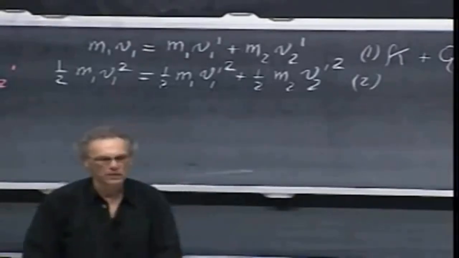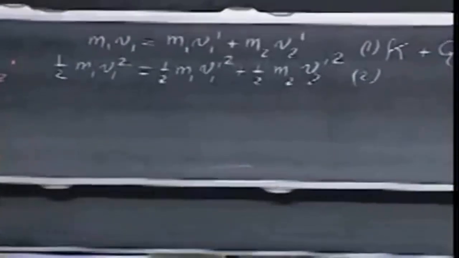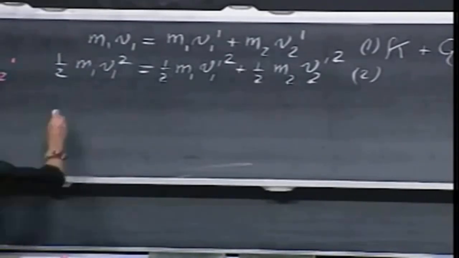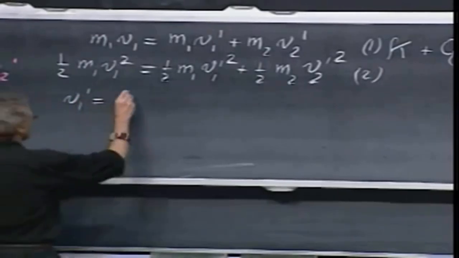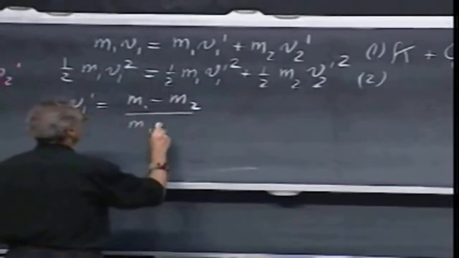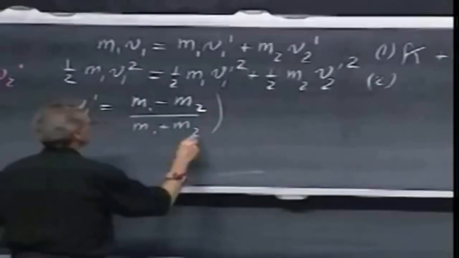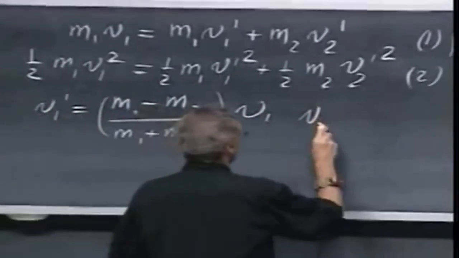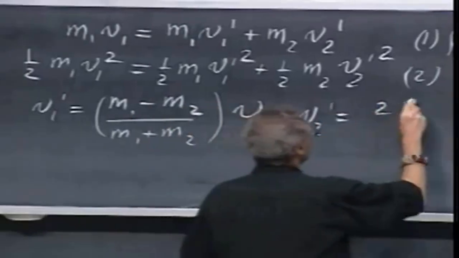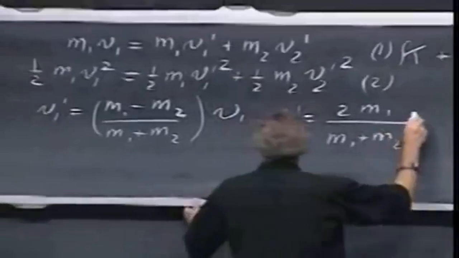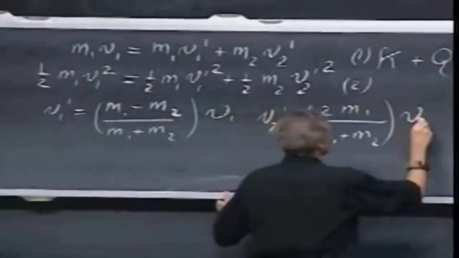You can solve them. They're solved in your book. I will simply give you the results, because the results are very interesting to play with. That's what we will be doing today. V1 prime will be m1 minus m2 divided by m1 plus m2 times v1, and v2 prime will be 2m1 divided by m1 plus m2 times v1.